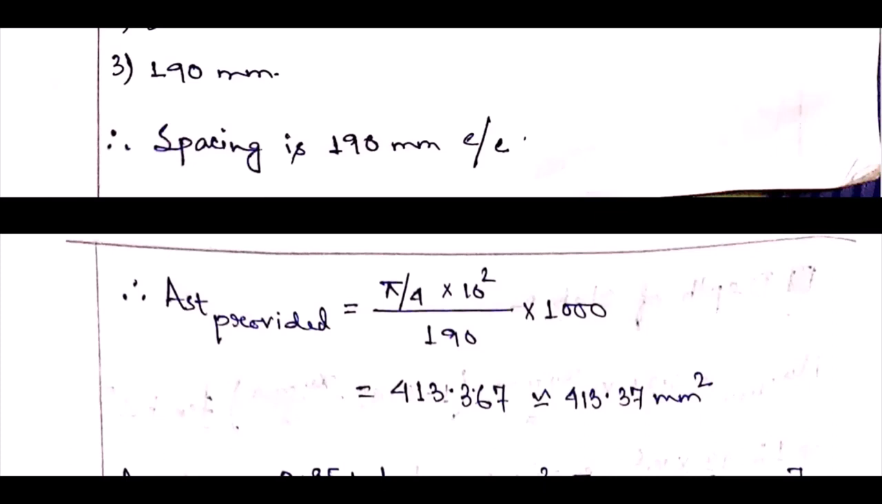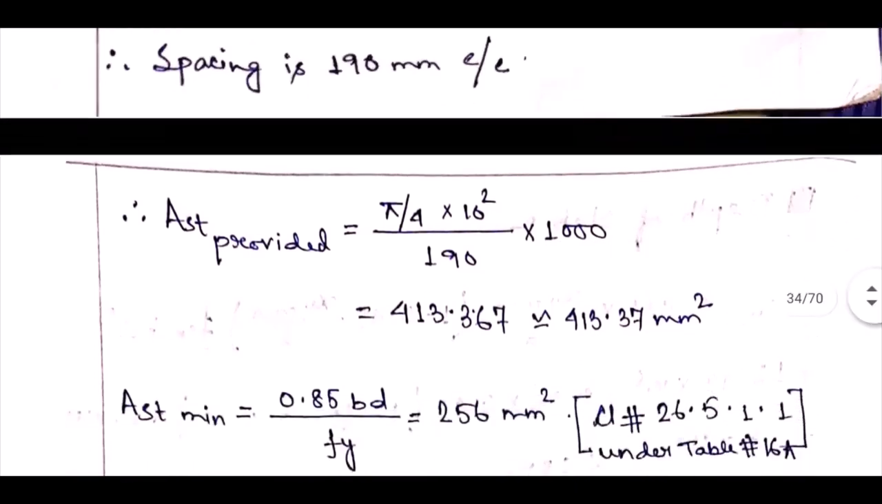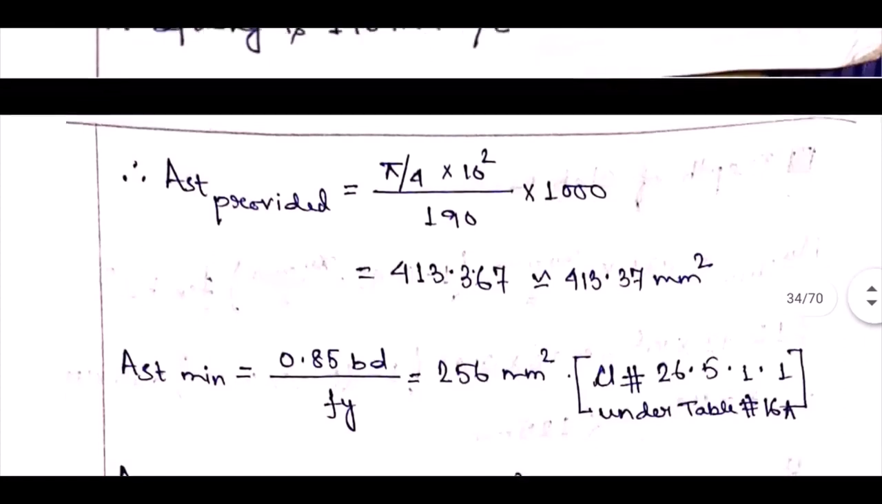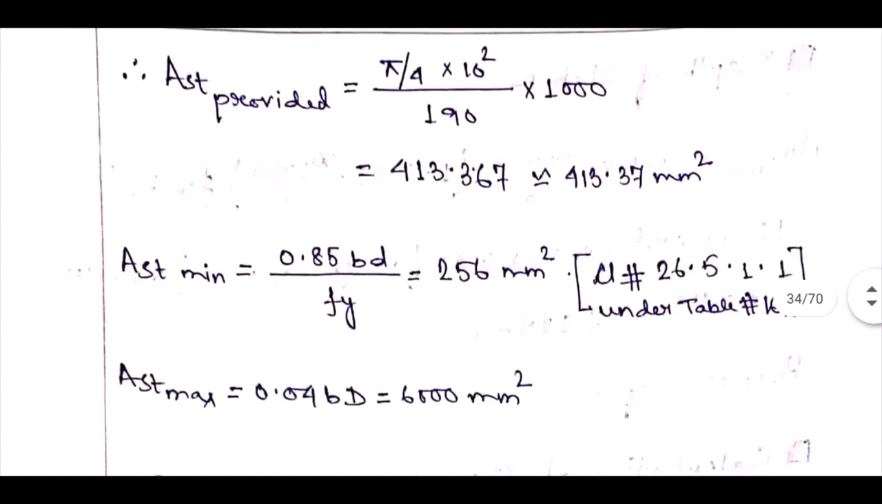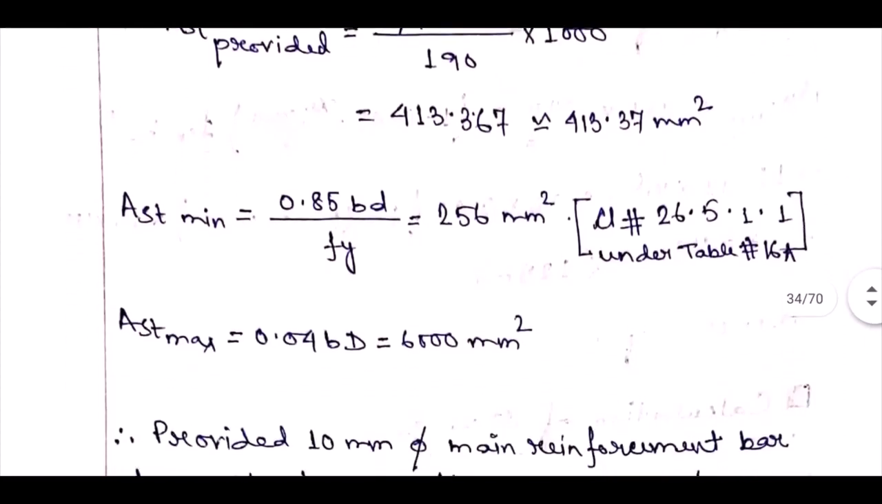This is the provided AST. As we have reduced the value of spacing, provided steel area is increased. But there is a condition of minimum reinforcement and maximum reinforcement in clause number 26.5.1.1 under table 16a. AST minimum is 0.85 BD by Fy equals to 256 mm square.